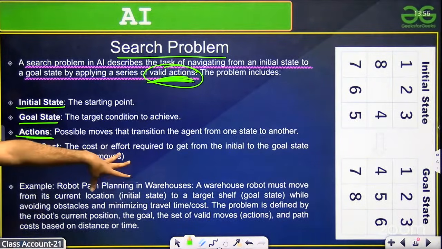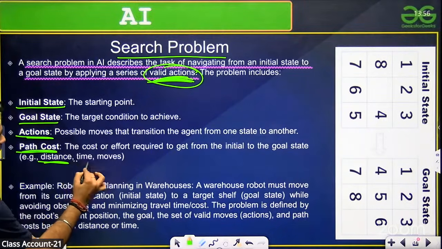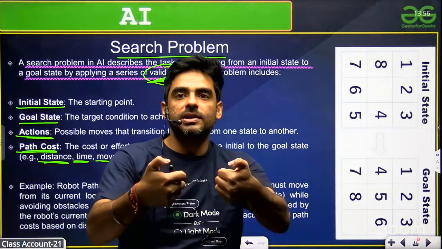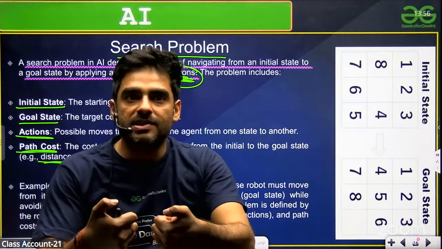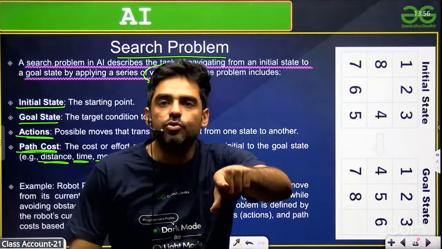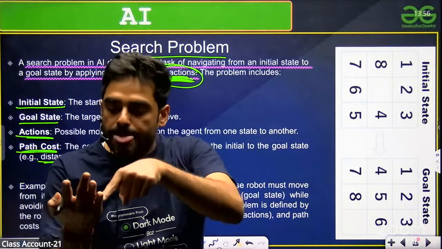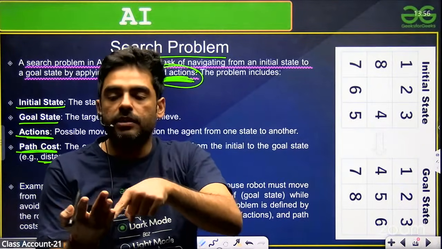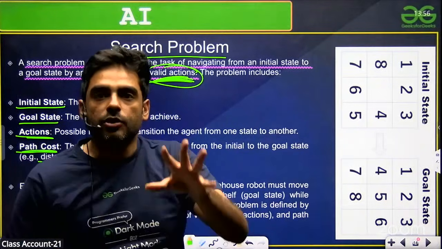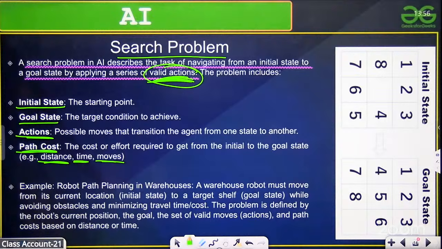So what is the path cost? This cost can be distance, time, or moves, it depends. Whenever you are searching a problem, Google Maps shows you whether you want to reach by the shortest route or with less traffic. It shows you different options. That is exactly a search problem.